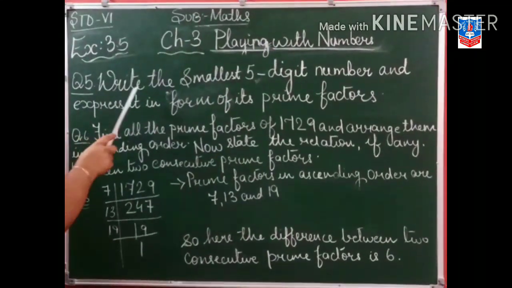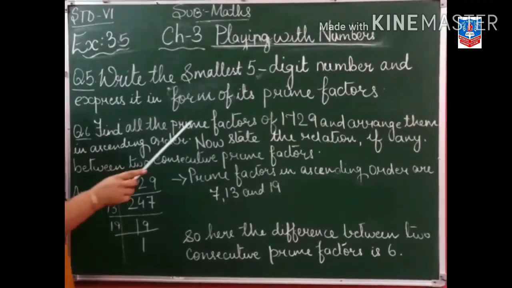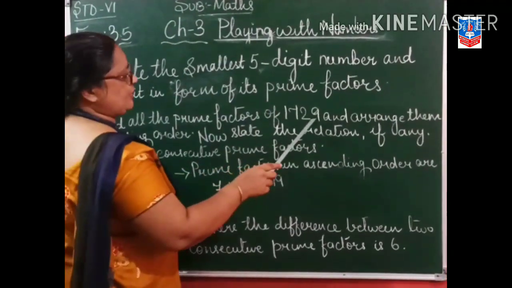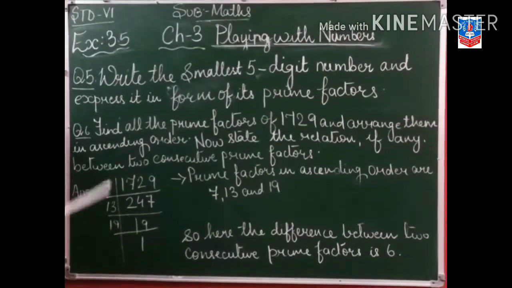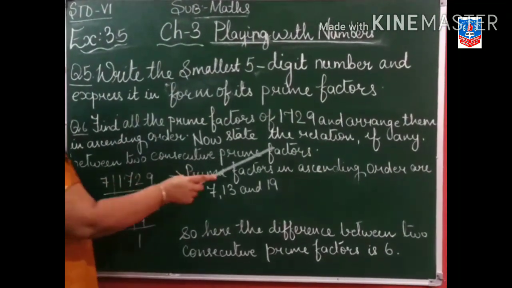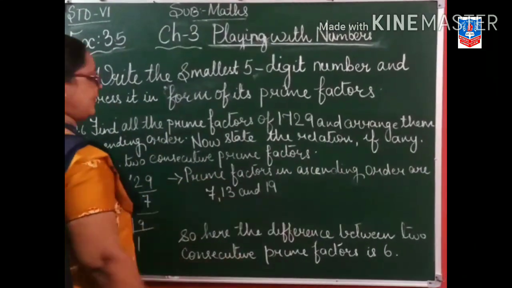Question number 5 is your homework. 6. Find all the prime factors of 1729 and arrange them in ascending order. Now state the relation, if any, between two consecutive prime factors.